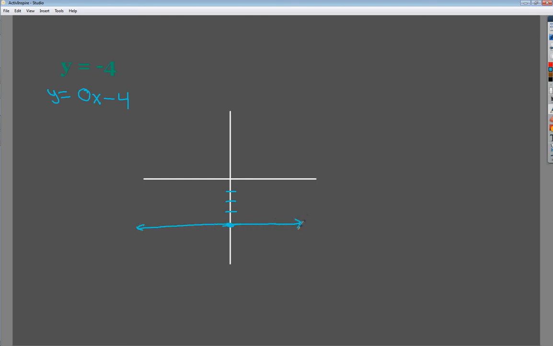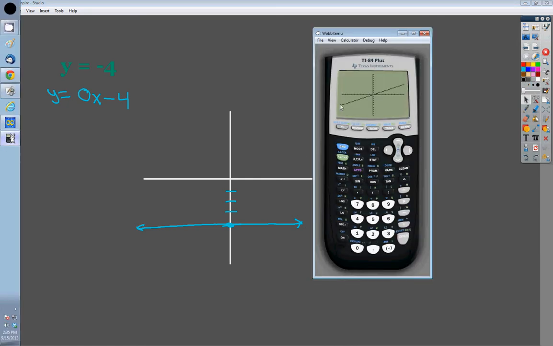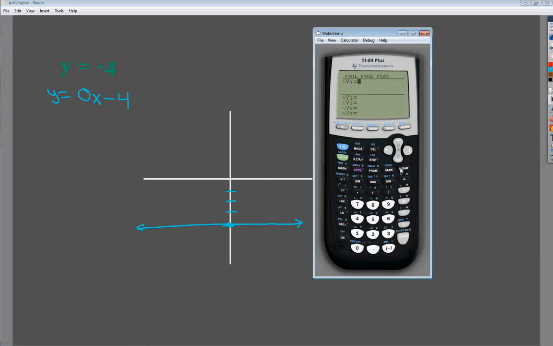Nice flat line. So if you have y equals a number, you just have a flat line, a horizontal line that you can look at. And in the graphing calculator, it's really super simple. Just go in y equals, and then you do negative 4. Since there isn't anything to add or subtract, you could just put negative 4 there. You could put 0x minus 4 if you like. It probably works just fine. But see, you get that nice straight line.